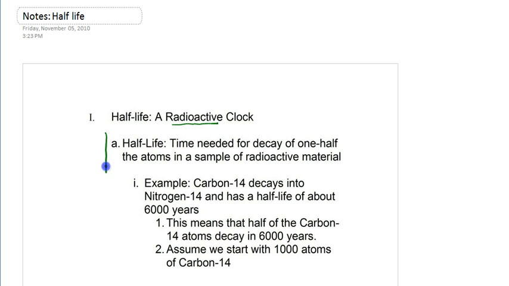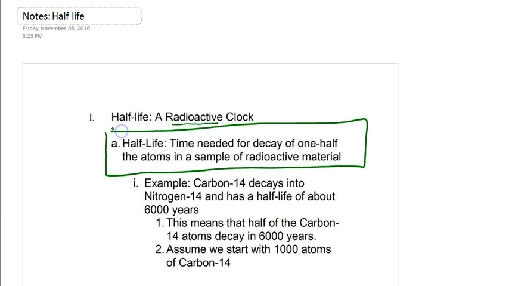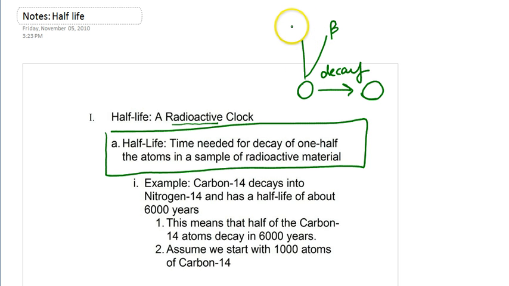So if you were to define half-life, it is the time needed for decay of 1/2 of the atoms in a sample of a radioactive material. You've learned the process of how you could go from one atom and have it decay into another atom. That would be radioactive decay. It could either send off a beta particle or an alpha particle, like a 4,2 helium or a 0,-1 beta. What we're looking at now is specifically how much time it takes for 1/2 of those atoms to decay.